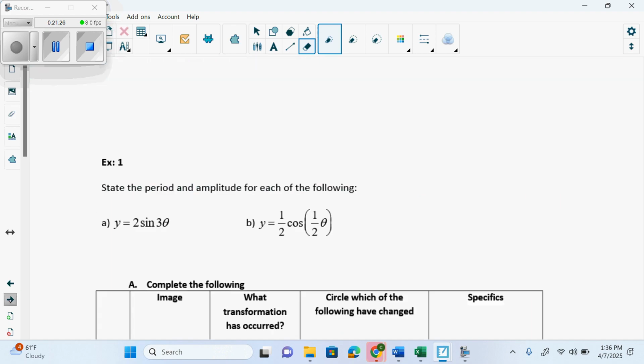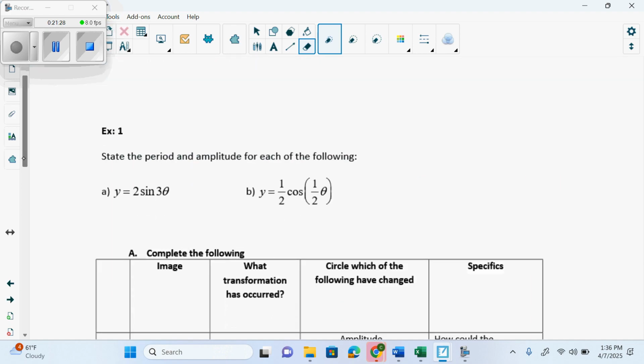Oh wait, let's look here. State the period and amplitude. So what's my amplitude for A? It's 2. Your amplitude is actually the vertical stretch. Remember, if this was negative 2, it would still be 2 because the negative is the reflection.